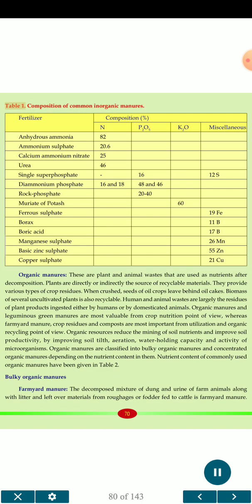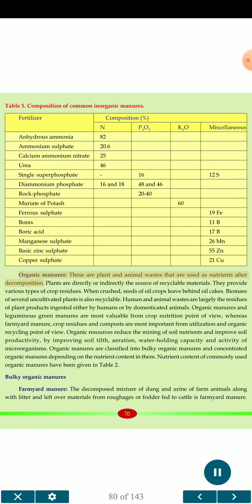Table 1. Composition of common inorganic manures. Fertilizer, composition percent: N, P2O5, K2O, miscellaneous. Anhydrous ammonia, 82. Ammonium sulfate, 20.6. Calcium ammonium nitrate, 25. Urea, 46. Single superphosphate, 16 P2O5, 12 S. Diammonium phosphate, 16 to 18 N and 46 to 48 P2O5. Rock phosphate, 20 to 40. Muriate of potash, 60. Ferrous sulfate, 19 Fe. Borax, 11 B. Boric acid, 17 B. Manganese sulfate, 26 Mn. Basic zinc sulfate, 55 zinc. Copper sulfate, 21 Cu.